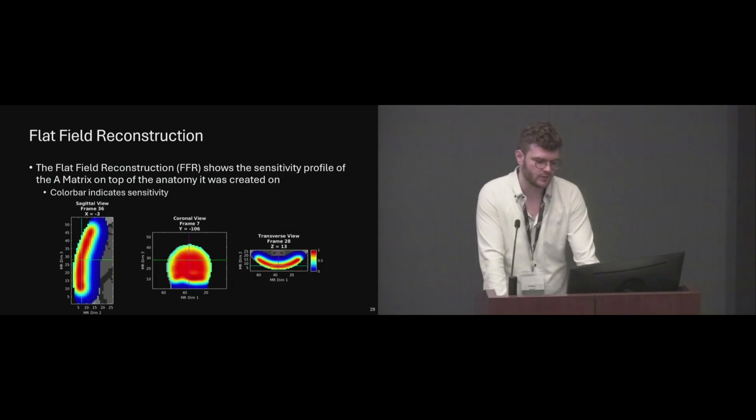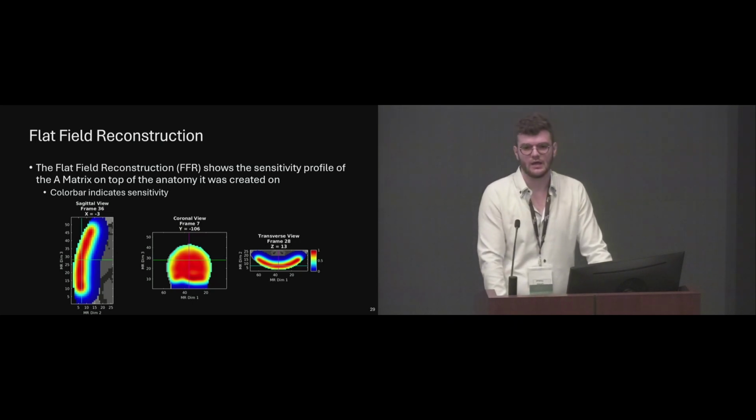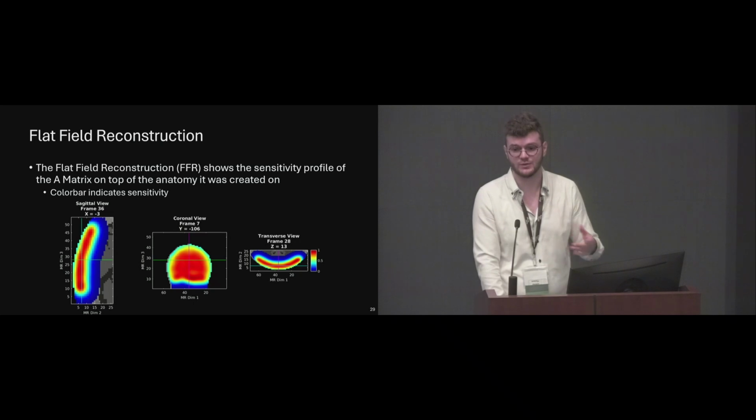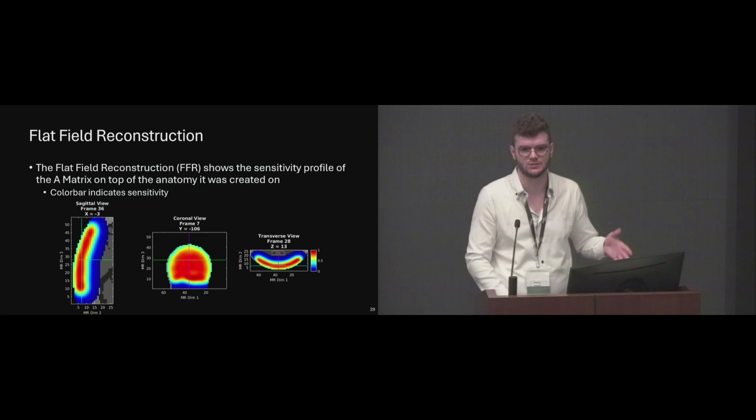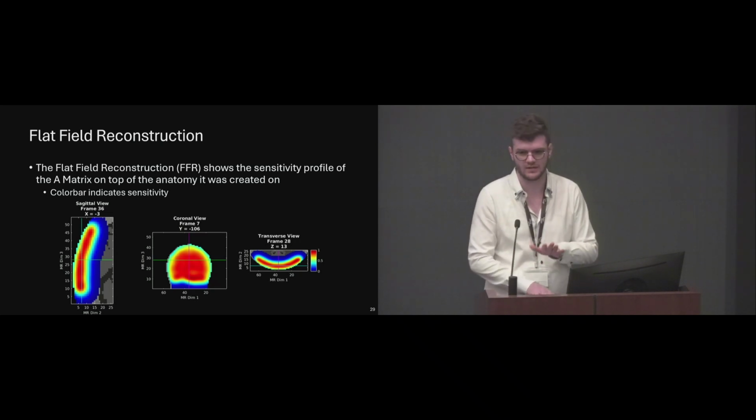Lastly, the flat field reconstruction, or FFR. It shows the sensitivity profile of the A matrix, and it shows that on top of the anatomy that it was created on. What that means for atlas scaling versions of model generation is, if you start with an atlas and then visualize your scaled A matrix on that same atlas, it won't match up. You also need to scale that atlas the same way. So it's just making sure your A matrix and the model it's in and the anatomy you're visualizing it on are always in the same space.